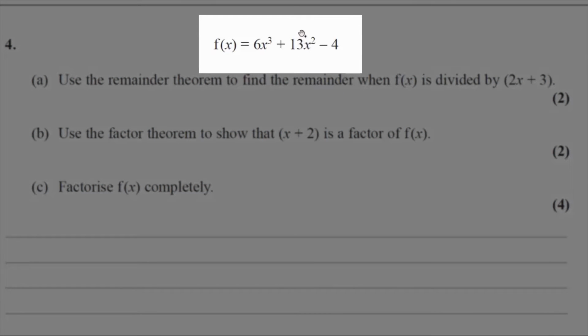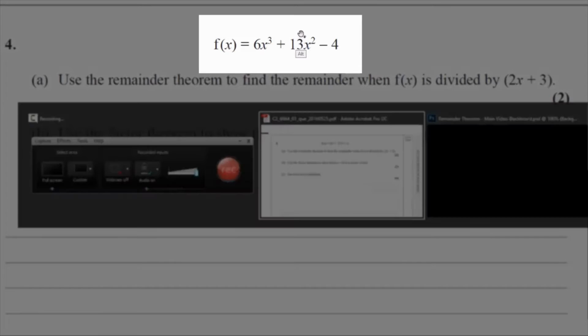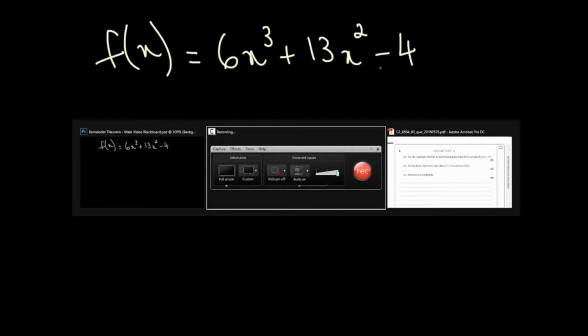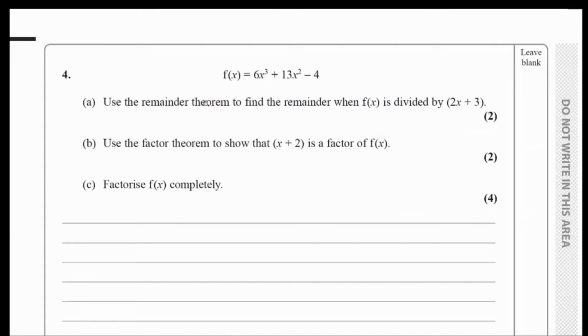Before you do anything, it's almost impossible for you to get away with this question without having to rewrite that polynomial again at some point. So we'll save ourselves the trouble and rewrite that polynomial right here. 6x cubed plus 13x squared minus 4. I hope I've copied it over correctly. I have. The first part of the question, 4a, says use the remainder theorem to find the remainder when f of x is divided by 2x plus 3.